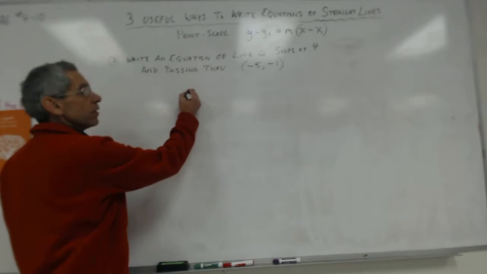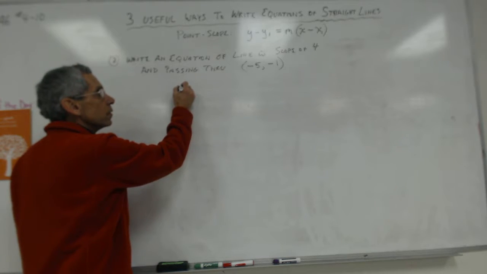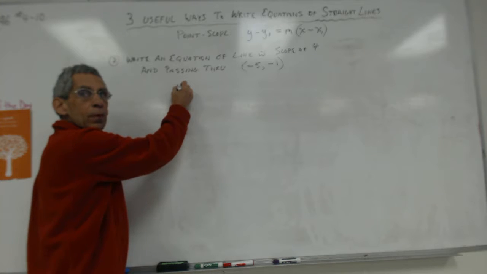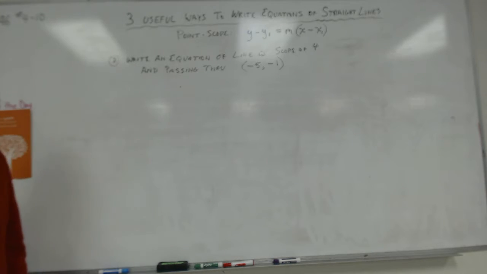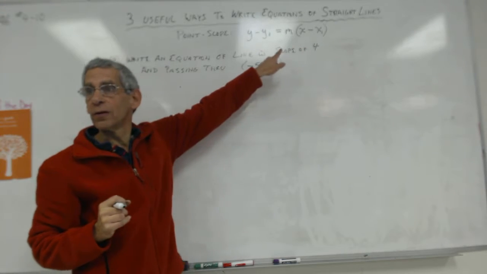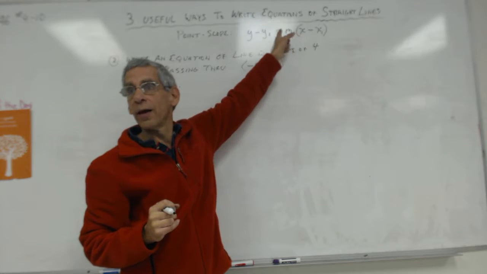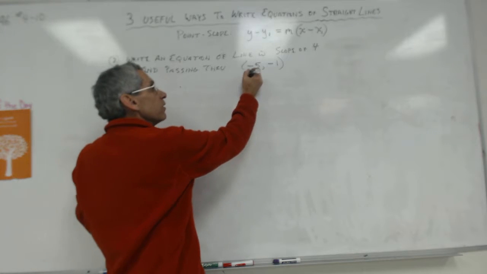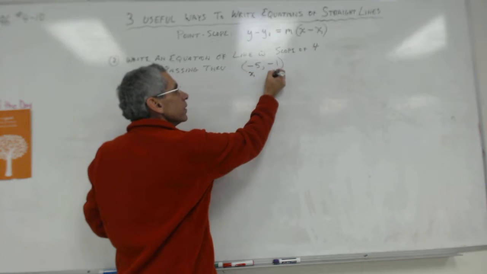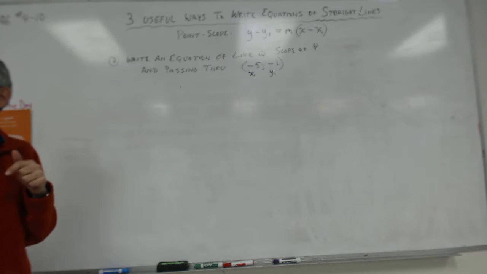I've got to write the equation now. What would it be, Raven? Anybody ready? Kira, what would it be? Okay, but use that formula, and we're just going to plug in 4 in place of m. And remember the -5 is your x sub 1, and the -1 is your y sub 1, right? So all you have to do is plug it in.